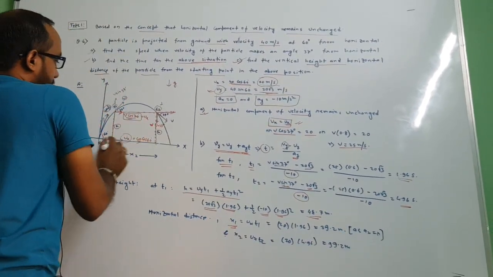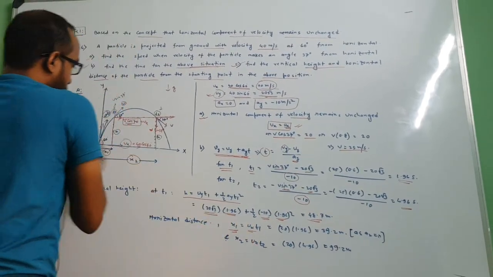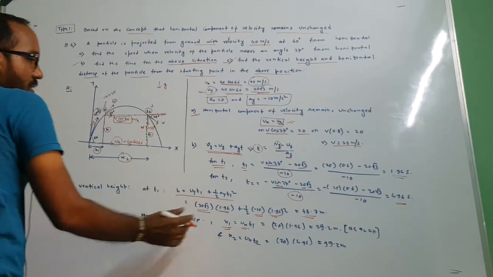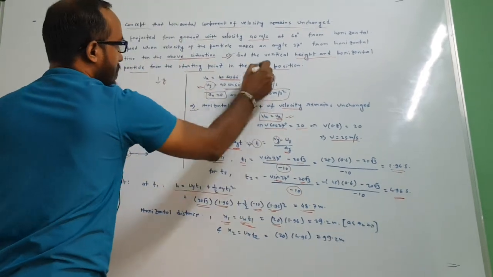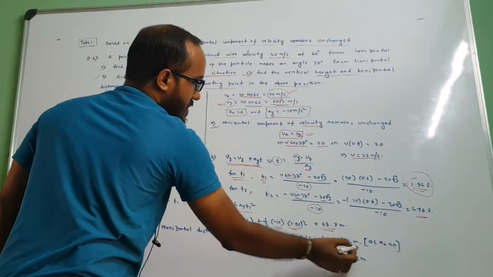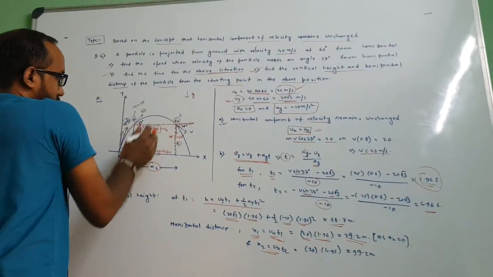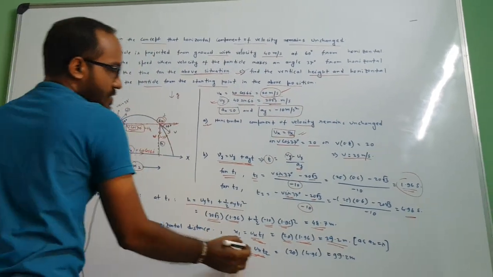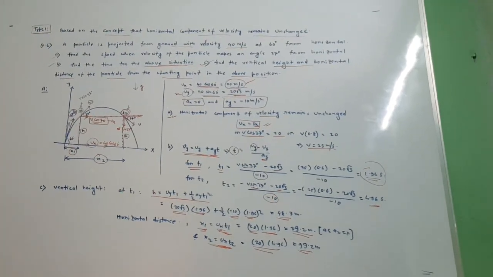What is the horizontal distance? That is x1 and x2. So x1 is the horizontal distance, that means you have to take the horizontal component of velocity, that is ux, into t1. So ux is 20, and t1 is 1.96 second. So 20 into 1.96, we will get this. And what is x2? x2 is ux into t2. So ux into t2, put the values, you will get the answer as 99.2 meter.